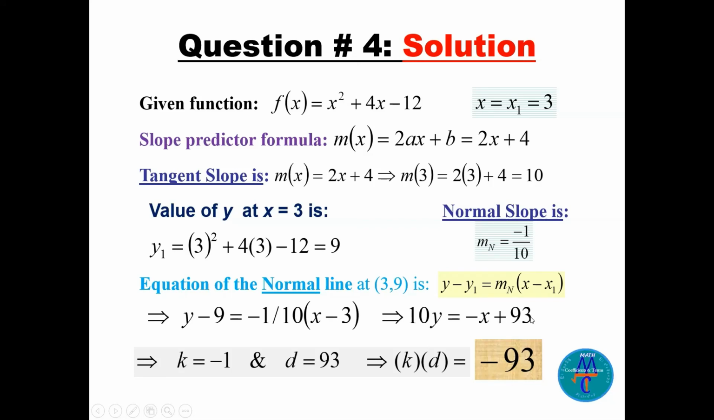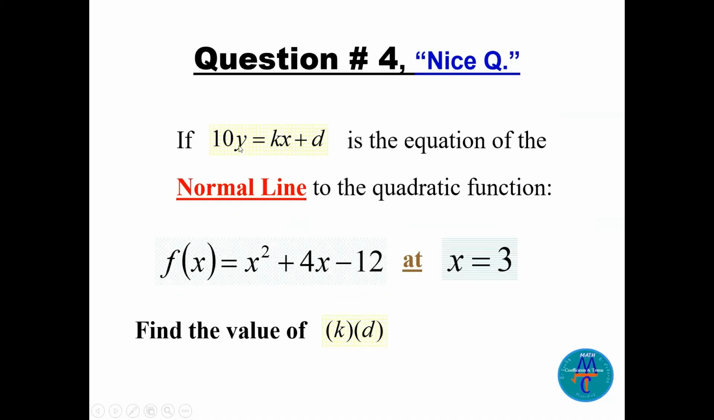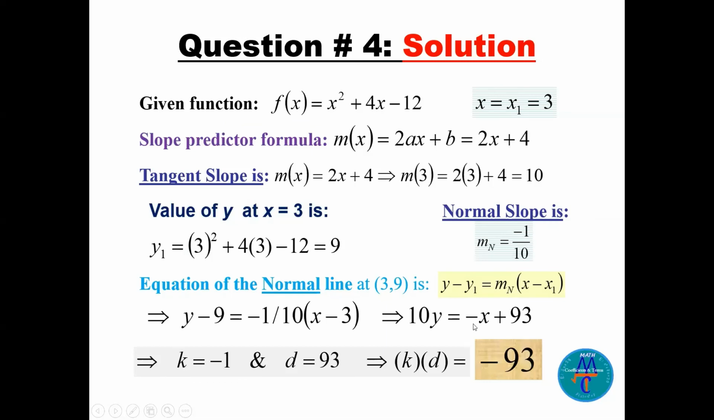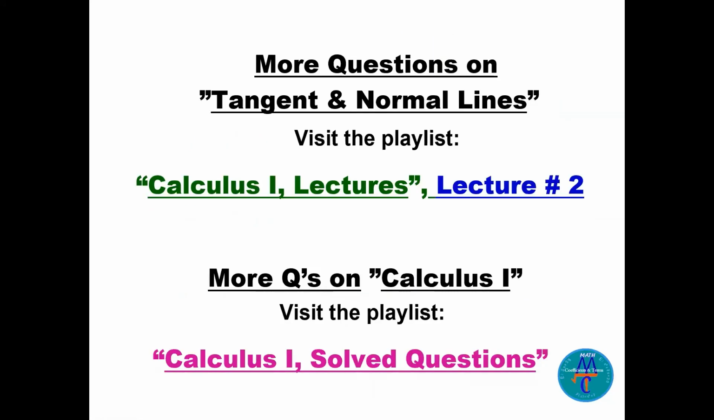Now you can compare. Look at the question here: 10y = kx + d. So k is minus 1 and d is 93. Multiply k and d, it will be minus 93.